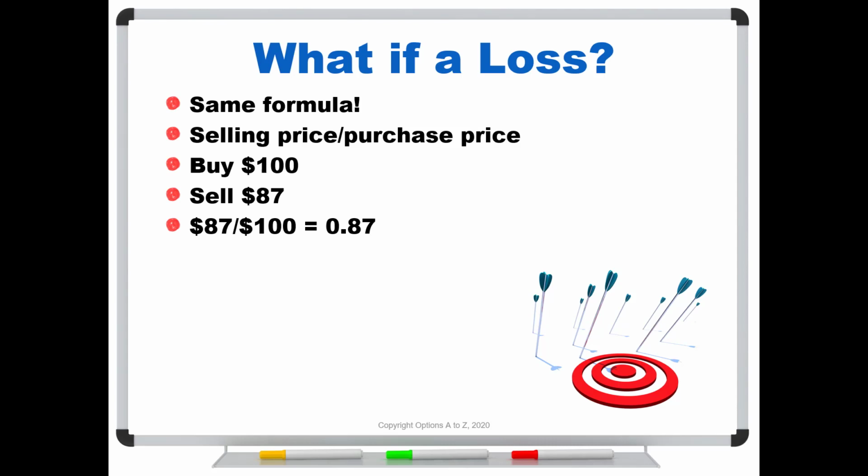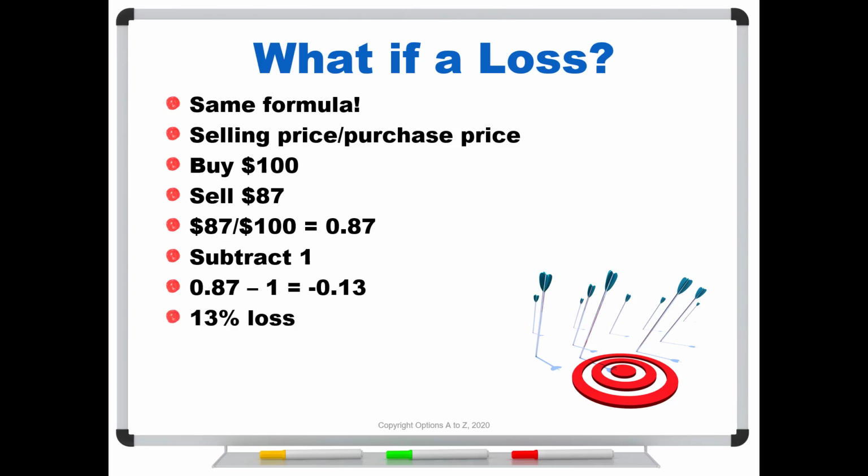But if you go back to the original formula that I showed, what was the next step? You had to subtract 1. So if we take 0.87 minus 1, there's your minus 0.13. So see, it's pretty cool. Even the formula comes up with whether it's plus or minus. It actually shows up as minus 0.13. So again, that would just be a 13% loss.